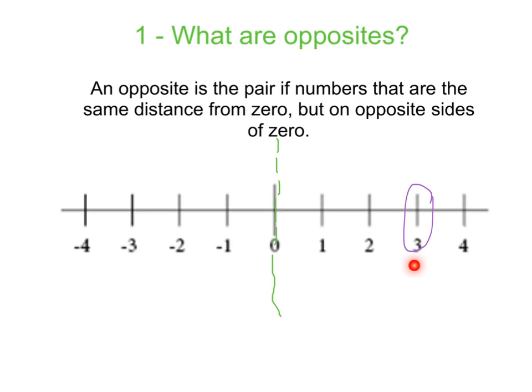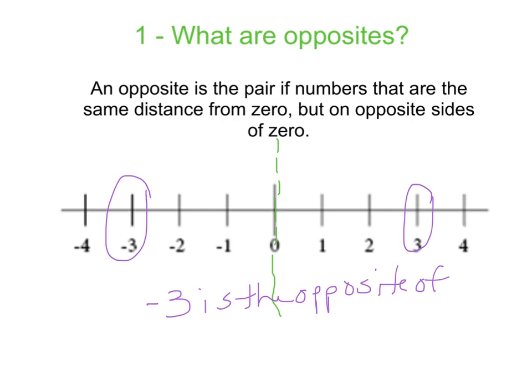So if we have positive 3, then starting here, 1, 2, 3, on the other side of 0, we would get the opposite of negative 3. Thus, we know that negative 3 is the opposite of 3. This also works for negative 1. The opposite of negative 1 is its positive counterpart, which is positive 1.